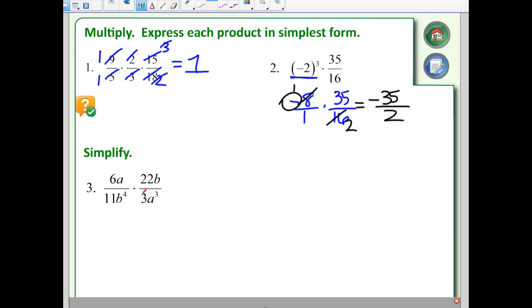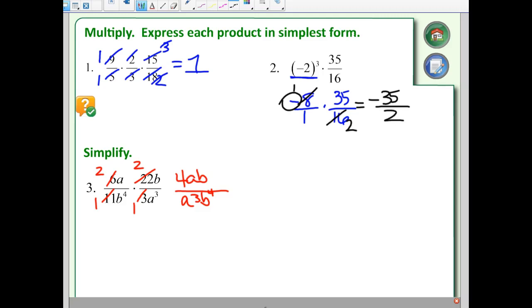I'm going to say that 3 goes into 3 once, and 3 goes into 6 twice, and 11 once, and 11 goes into 22 twice. And now I'm going to go ahead and multiply the numerators together. So we've got 2 times 2, which is 4, AB. And then I go down and I multiply the denominators. Well, the numbers are all gone. It's just ones. And so now I have A cubed B to the 4th. So I do the number part first, and the last thing I do is the letter part.